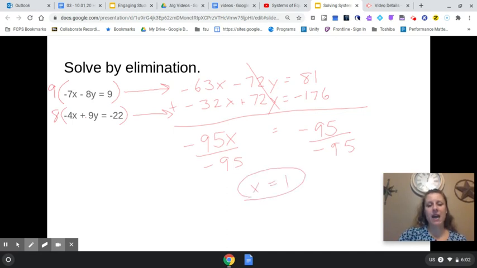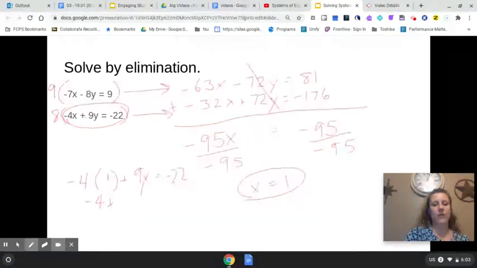Plugging that back into one of the equations. Doesn't matter which one I pick. I'm going to pick the bottom equation. That would say -4 times 1 plus 9y is equal to -22. Solving that, -4 plus 9y is equal to -22.